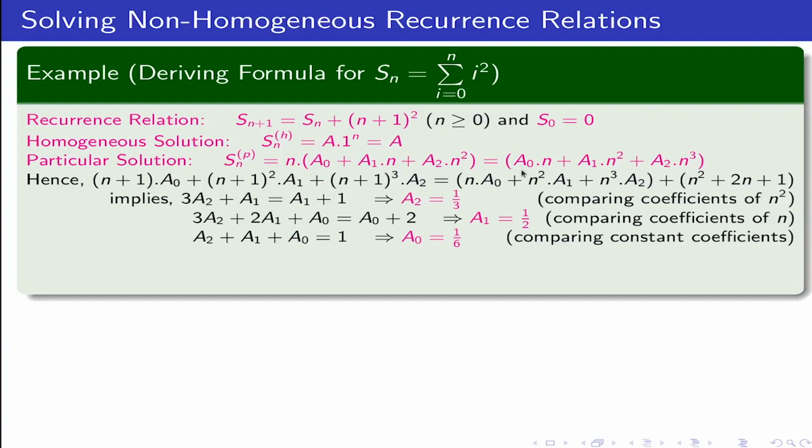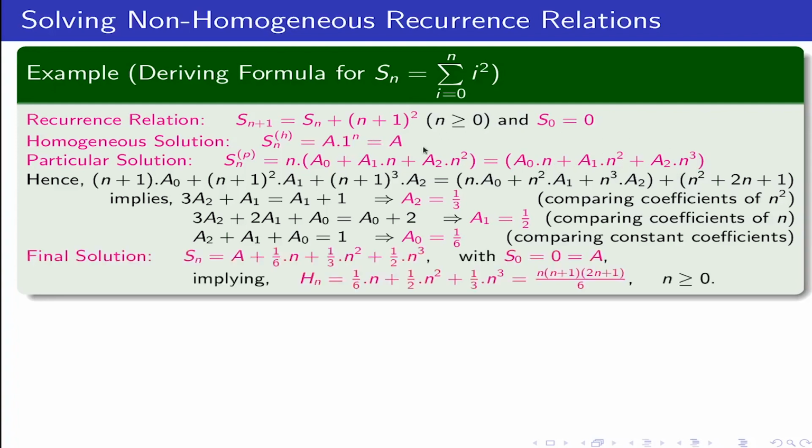So therefore my particular solution has a more concrete version. It is 1/6 of n plus half n square plus 1/3 n cube, and the final solution is a plus all this. Now if your S0 is equal to 0, you put there 0. So here everything is 0 except a. So a is 0, I am getting it. So it is 1/6 n plus half n square plus 1/3 n cube.